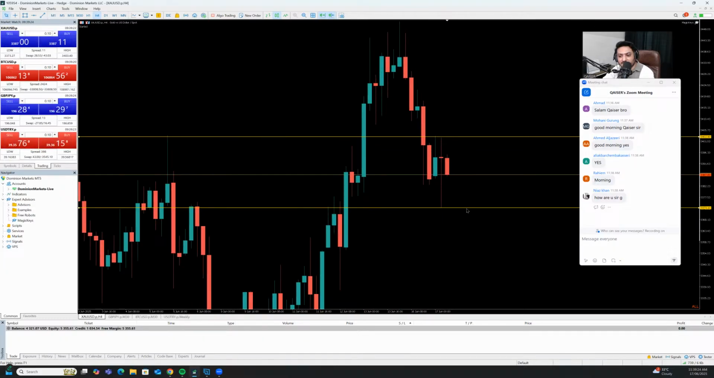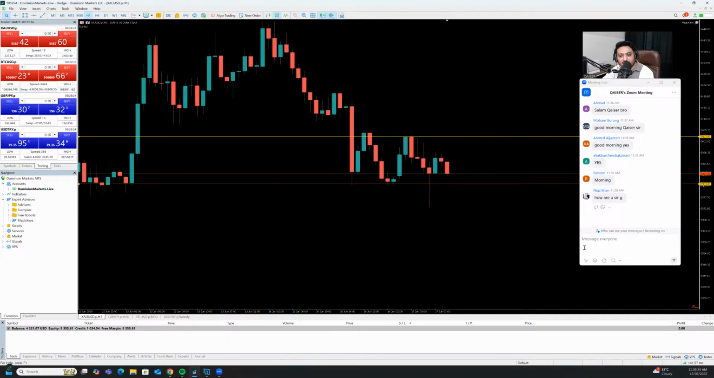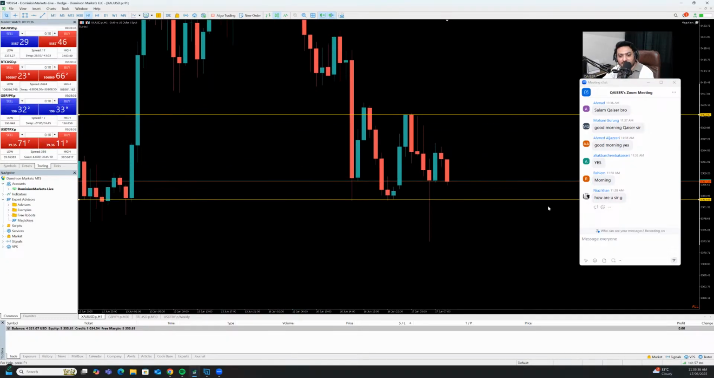You can see this H4 just rejected with a very strong rejection on the left hand side and closed back into the range with a small body and a long rejection wick. Let's see from H4 to H1. H1 is doing some kind of consolidation. This candle broke and closed above the previous candle high, but the next candle did not break above the high of the previous one. So I need to see a better picture on M30.